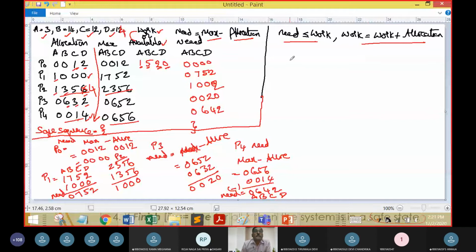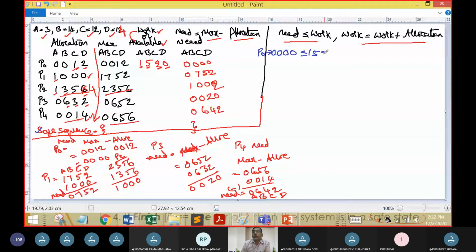Okay, fine. What is P0's need? P0's need was 0 0 0 0. Is it less than or equal to work, which is 1 5 2 0? Is 0 less than 1, 0 less than 5, 0 less than 2, 0 less than 0? Yes, it is less than or equal, so it is done.